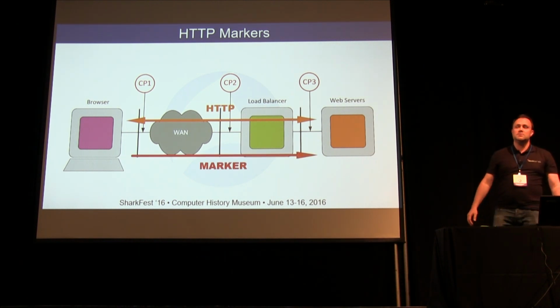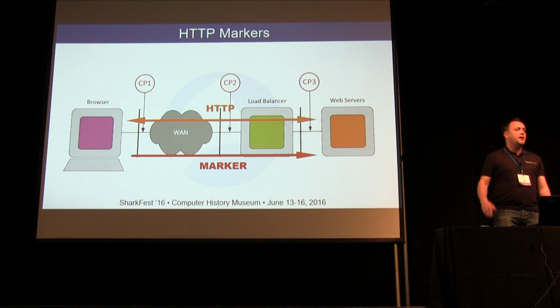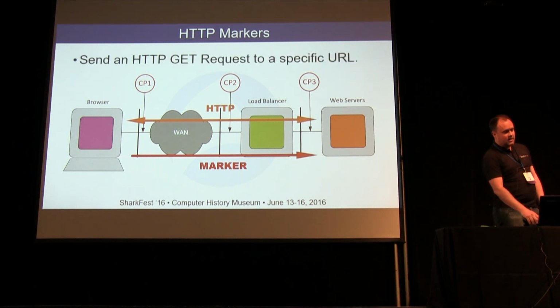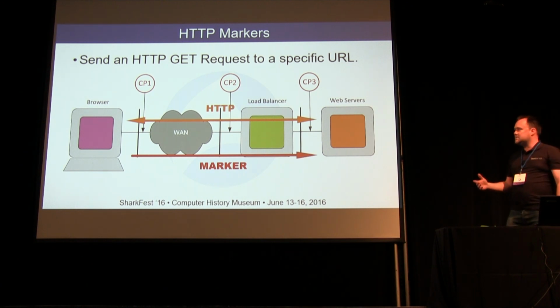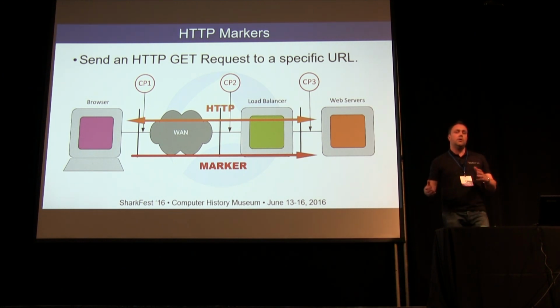And what we want to be able to do is send our marker across that same path and ideally hit our web server. So how do we do that? We do that by sending an HTTP GET request to a specific URL that we know about and that will stand out from the rest of our application traffic.